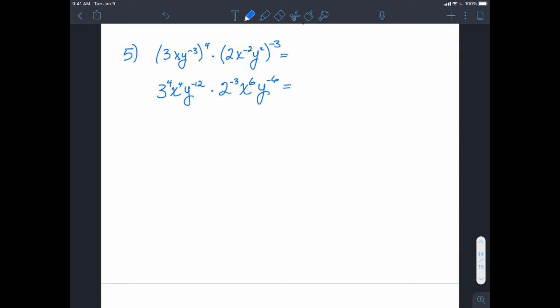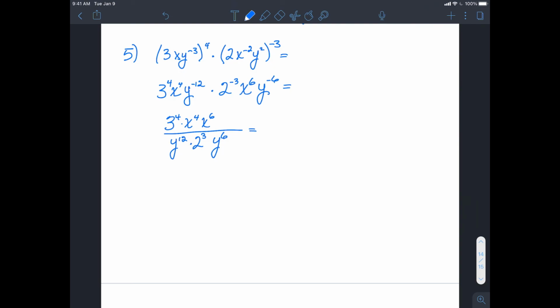Next, we can move each of the terms to its proper place. So this is going to be a fraction. So we're going to have 3 to the 4th times x to the 4th, y to the negative 12th will be in the denominator as y to the 12th. 2 to the negative 3 will be in the denominator as 2 to the 3rd. X to the 6th will stay in the numerator, and y to the negative 6th will come down to the denominator as y to the 6th.